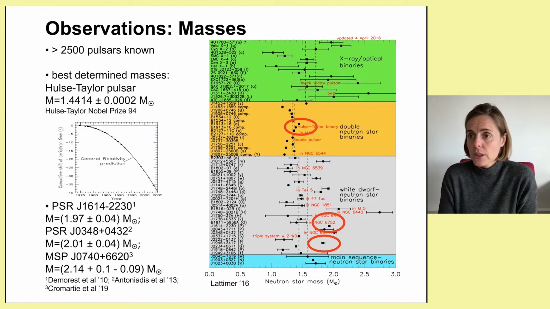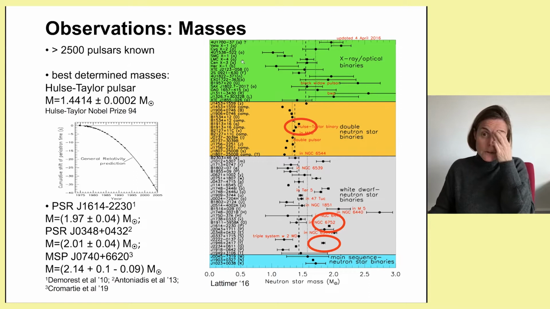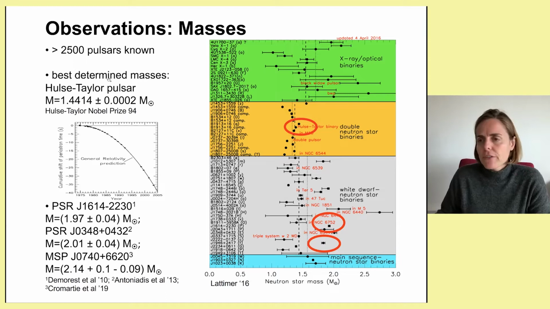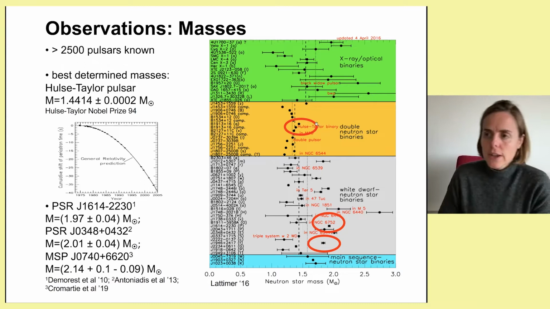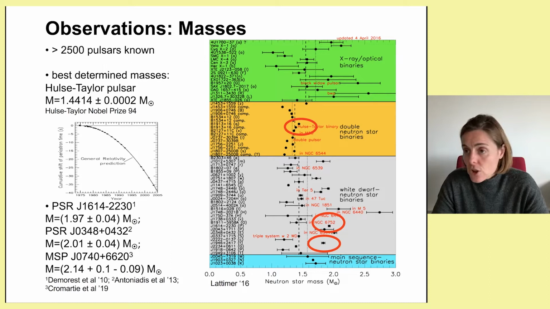As for the masses, here you see a bunch of objects in binary systems, okay? And as I said before, one of the best determined ones is this Hulse-Taylor pulsar, in this double binary neutron star. And why, in a few words, since I'm not showing much detail, did it give the Nobel Prize to Hulse and Taylor? Because it tested the prediction of general relativity.